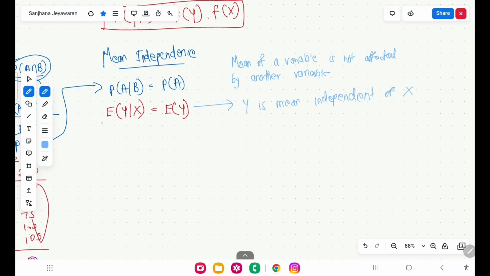So here we have the conditional mean of y given x. What is the condition? We have already set the values of x. The conditional mean of y given x is equal to the unconditional mean of y.